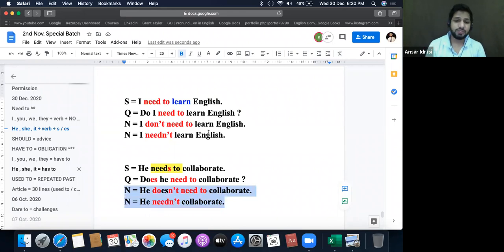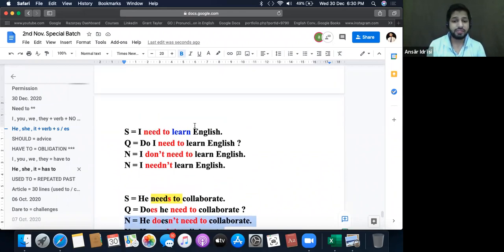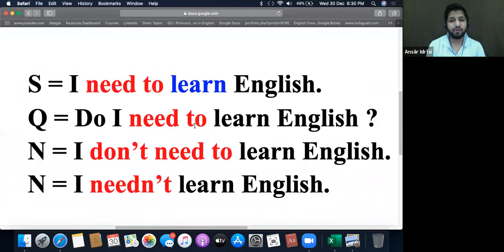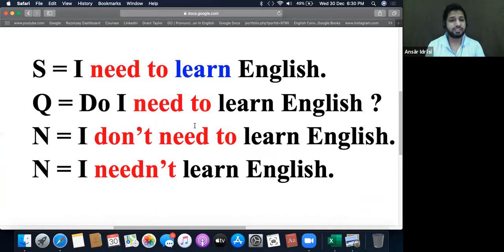So I need to. मुझे जरूरत है. I need to do this. Do I need to do this? I don't need to do this. I need to learn English. Do I need to learn English? I don't need to learn English. I need to go there. Do I need to go there? I don't need to go there.